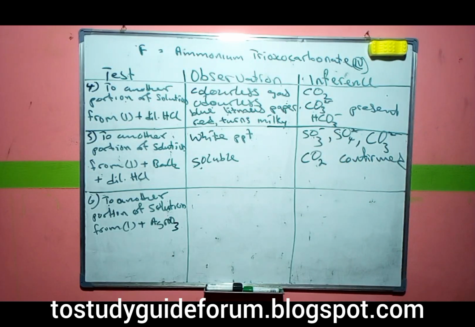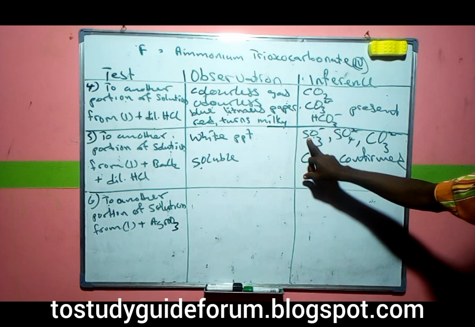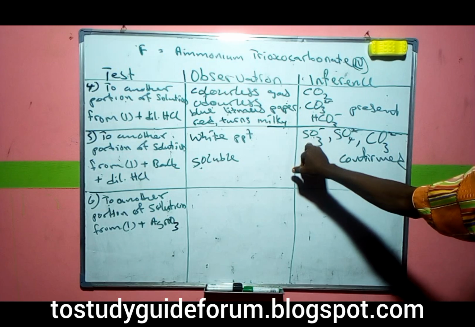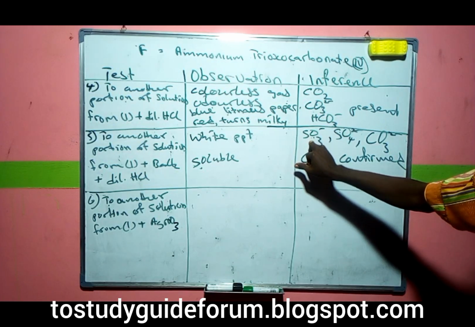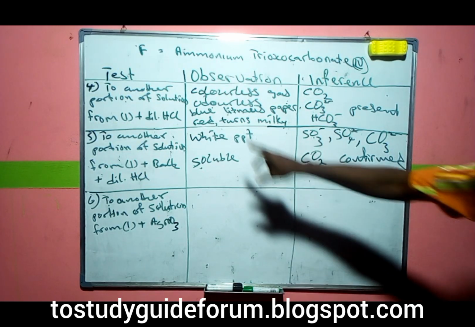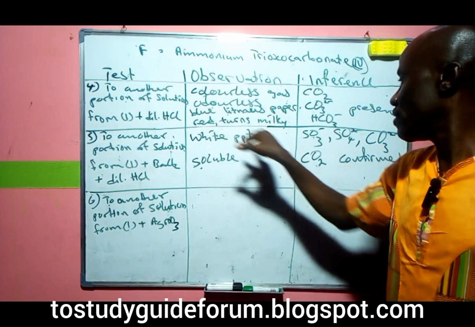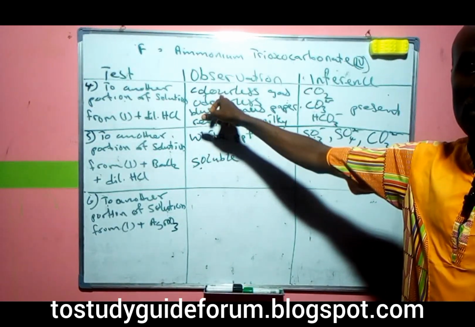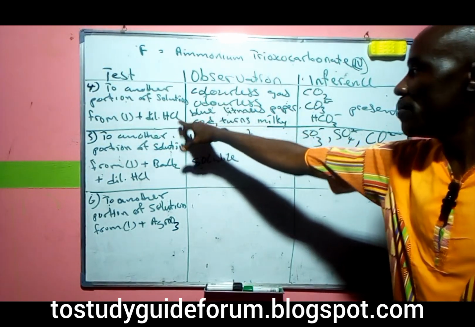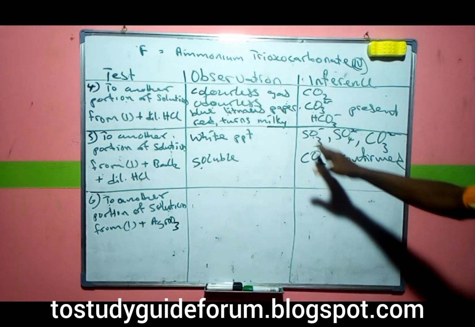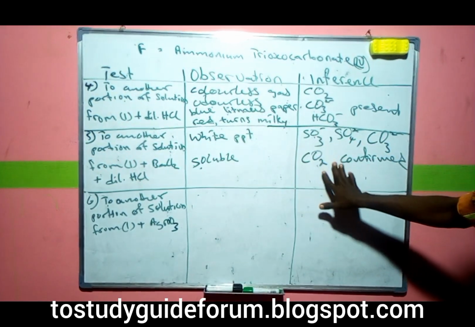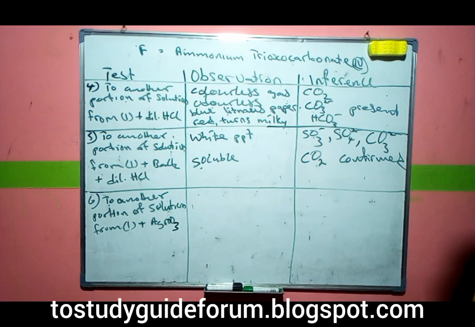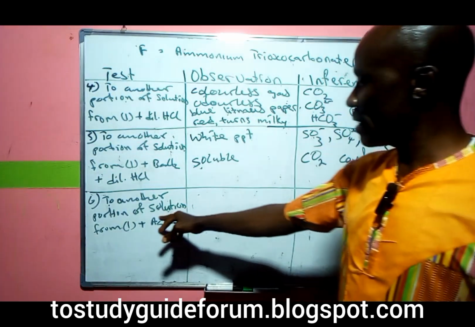Now here, trioxosulfate 4 ion can also give you a white precipitate, which will also be soluble. But if this ion were there, the gas liberated here would have a pungent smell. But the fact that it's odorless and colorless means that it's likely to be carbon 4 oxide. That means carbon 4 oxide is confirmed.